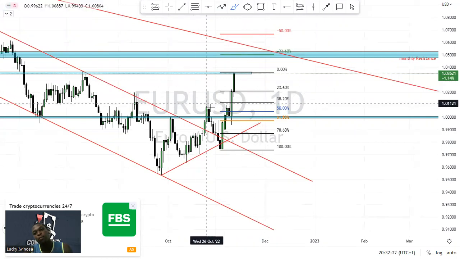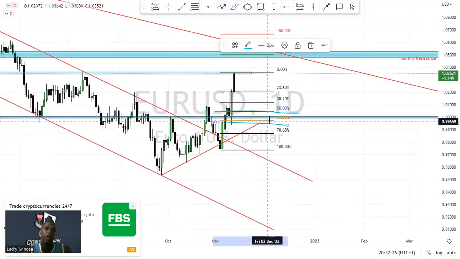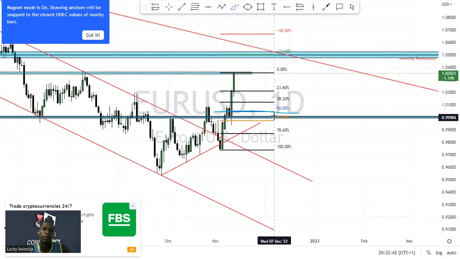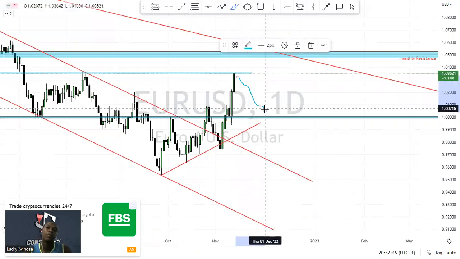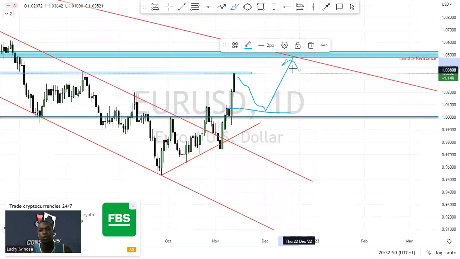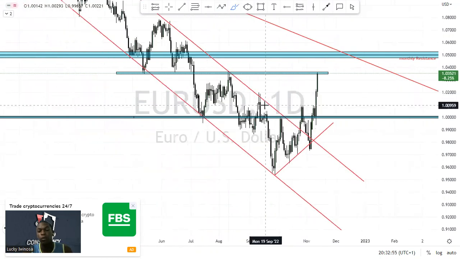So you can see 50% sitting around here. We can see the 61.8 sitting around a key psychological level, which is at $1, at parity. $1 is parity. So we could see the market pull back for a bit of a retracement. Some persons will call this another block, and then we could see the market continue to the upside. So I still have a bullish bias at this point in time for Euro USD.